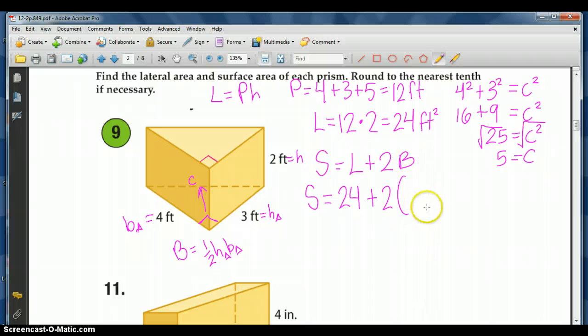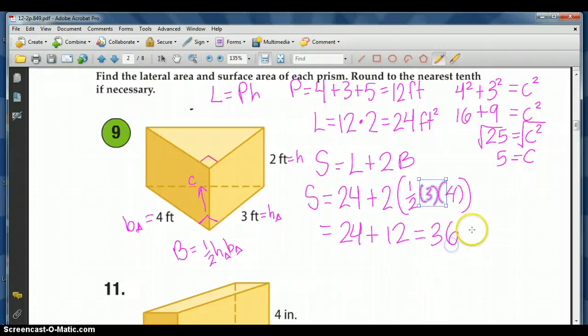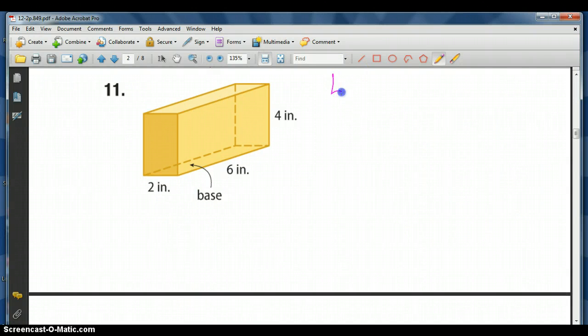So substituting that in for capital B, I have half of the height, so half of 3 times the base, times 4. So I get 24 plus 2 times a half is 1, 3 times 4 is 12, and we get 36 square feet for our surface area.